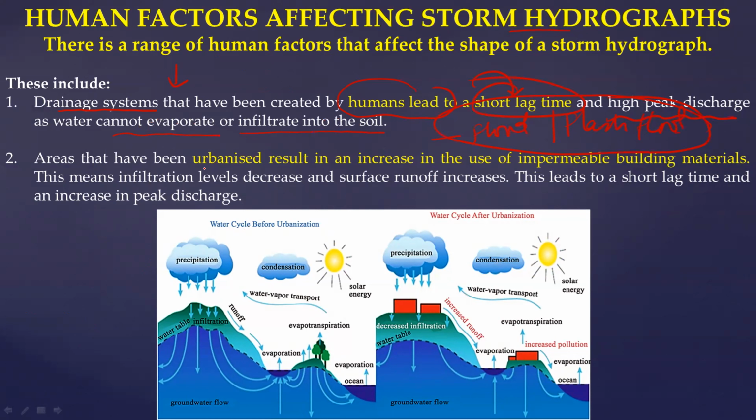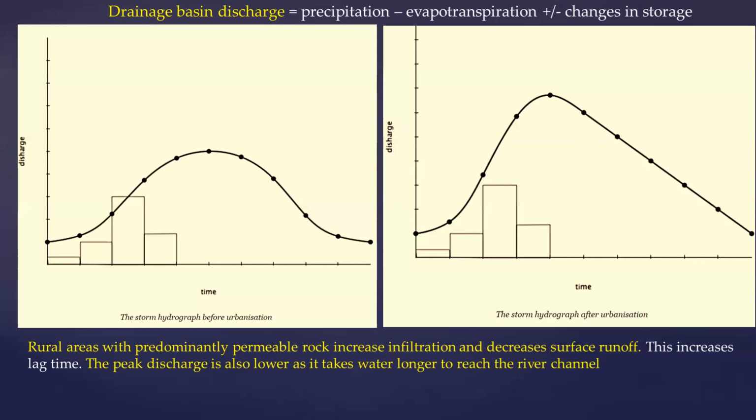Remember, areas that have been urbanized result in what? If you remember, the permeability is affected. Use of impermeable building materials does not let water infiltrate, so you see increased runoff, and this is creating a lot of problems in hydrology. Infiltration level decreases and surface runoff increases due to urbanization. If you see the graph, there is a formula: drainage basin discharge equals precipitation minus evapotranspiration, plus or minus changes in storage. So what happens in the urban time period?